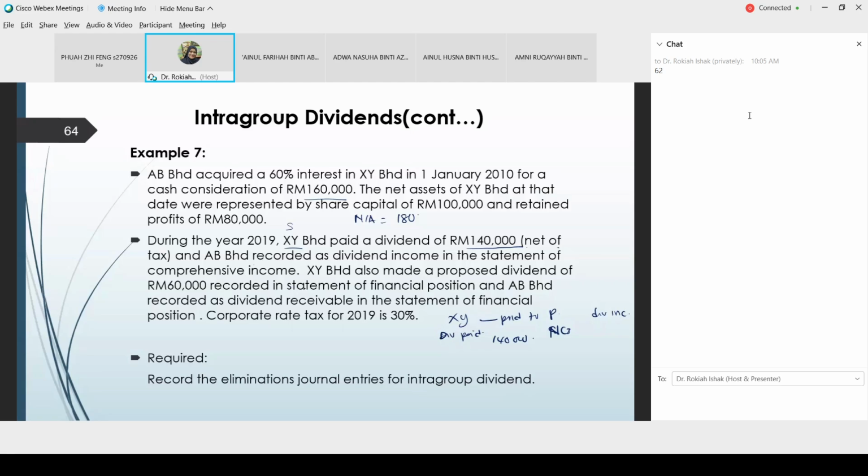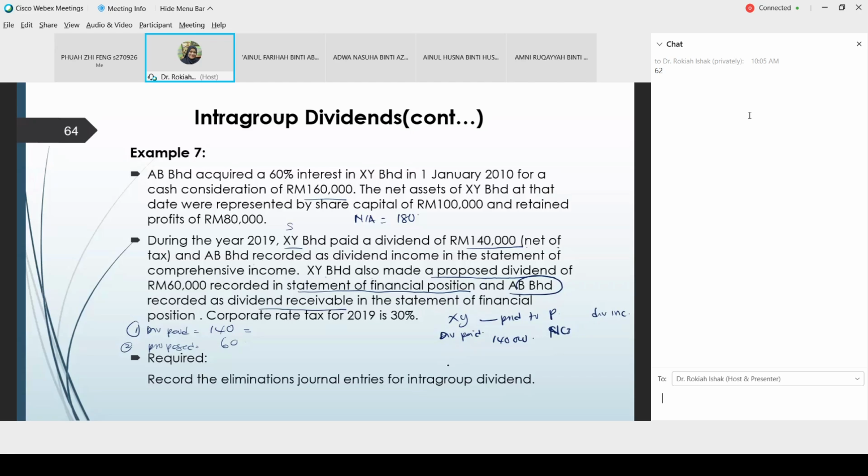In the statement of comprehensive income, XY also made a proposed dividend. The proposed dividend means you plan to pay a dividend of 60,000, recorded in the statement of financial position. So you have two things here: the dividend paid, which is 140, and the proposed dividend of 60. The journal entry differs between these two. The 140 is already paid, and the 60 is only declared, meaning you say that you want to pay a dividend.